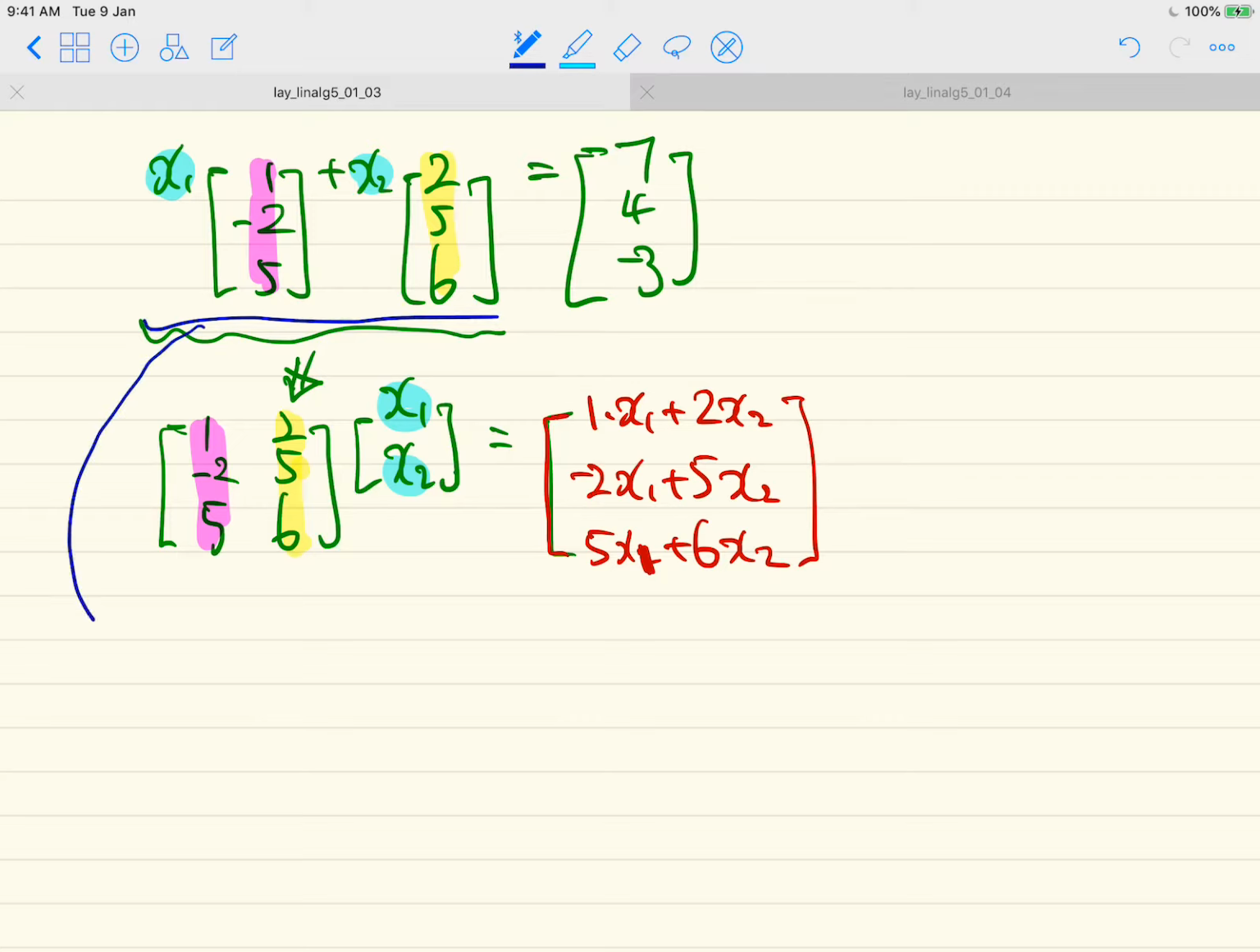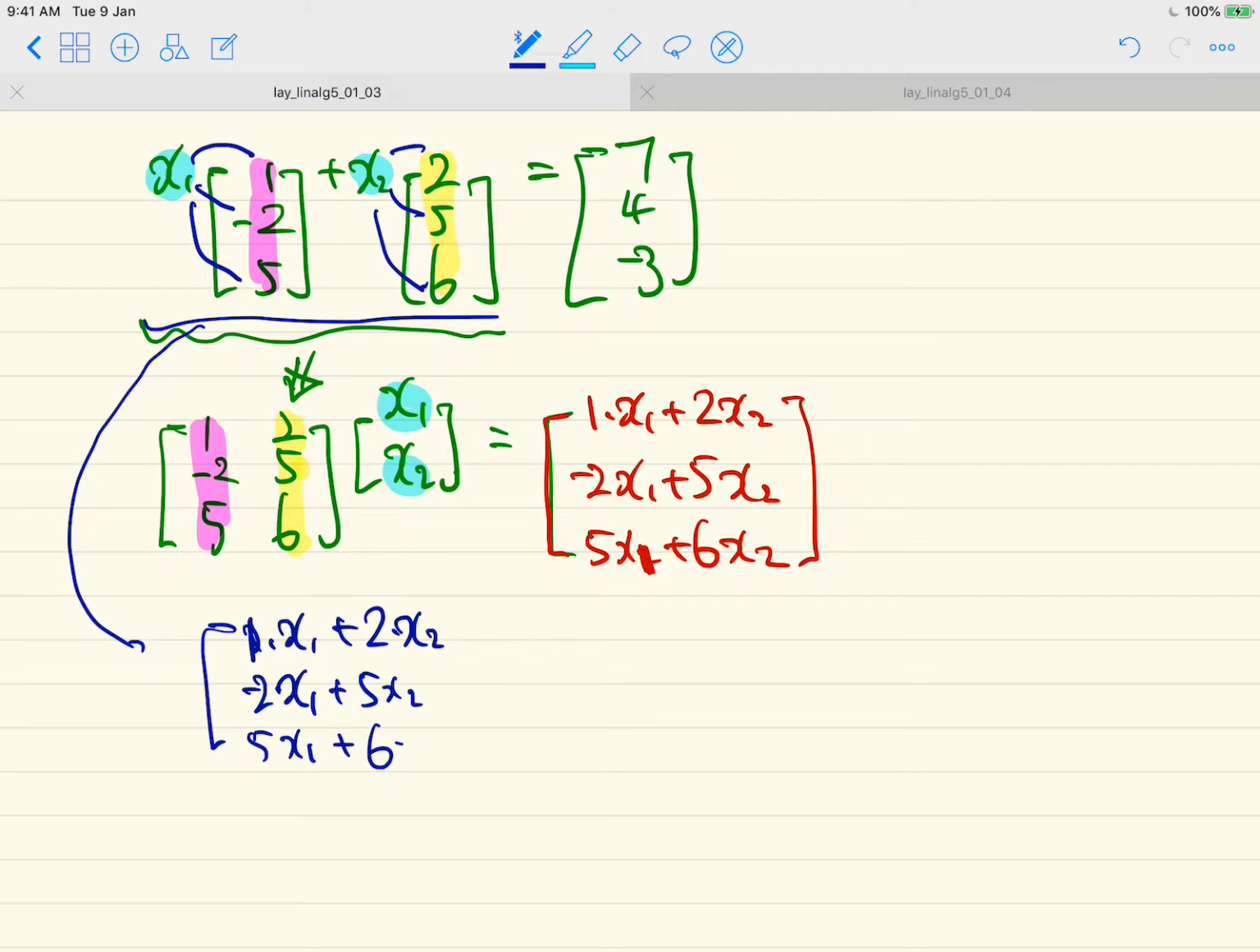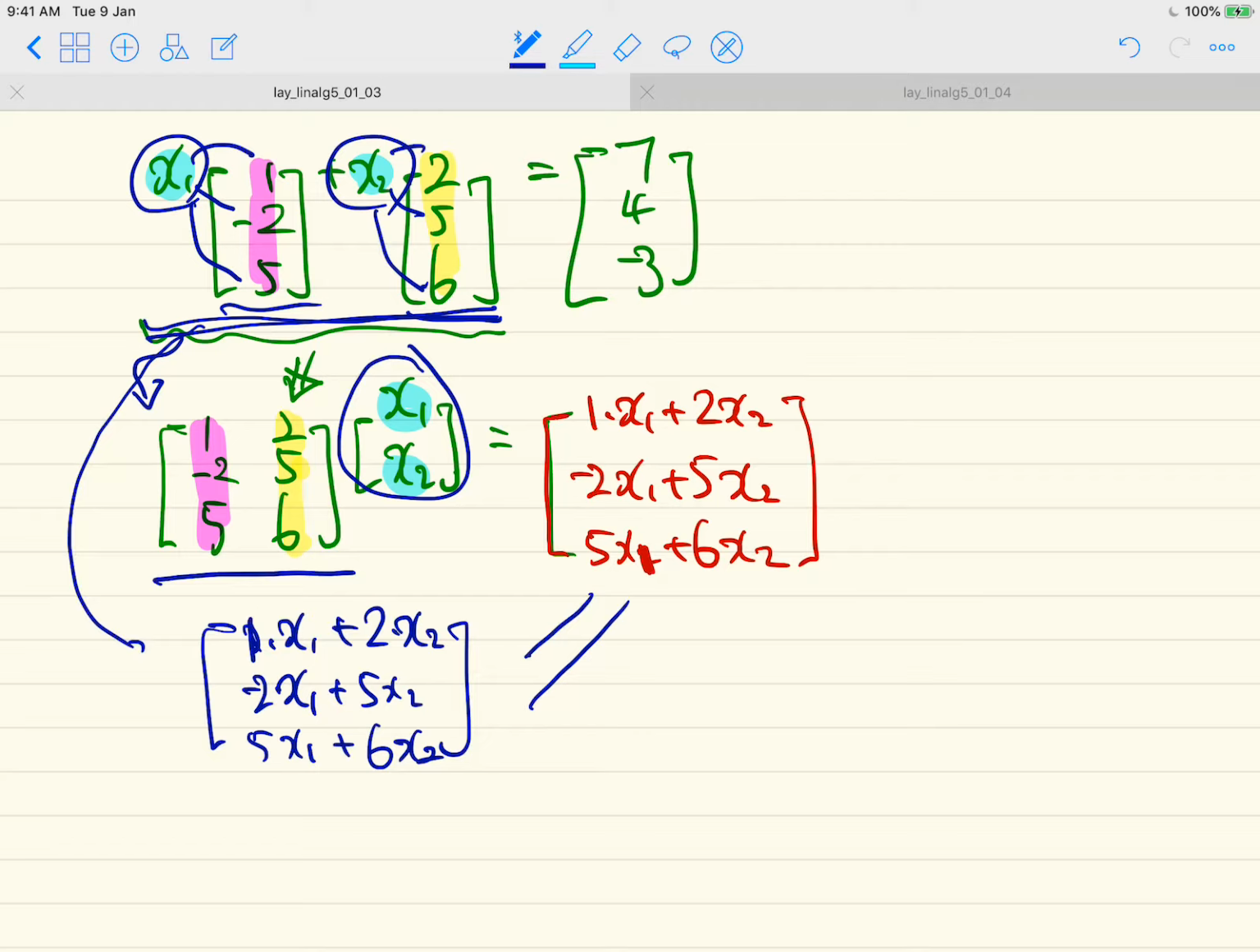What we also did from this expression was multiply each coefficient with each vector and add them together element-wise. Then it will be 1 times x1, 2 times x2, and negative 2 times x1 plus 5 times x2, and 5 times x1 plus 6 times x2, right? So they are exactly the same with each other. So this left-hand side, which is the linear combination of the given vectors, can be written differently as this matrix on the left that collects all the base vectors as columns, and using those linear combination coefficients, we form the vector multiplied on the right side of this matrix.